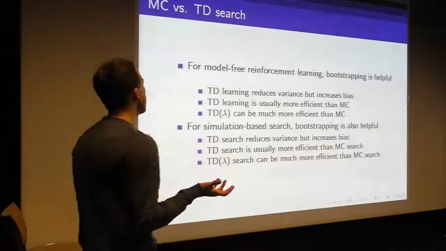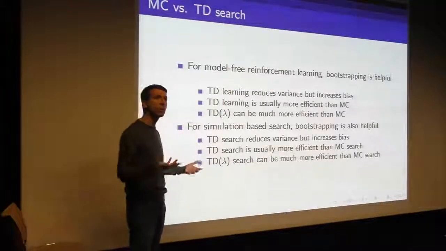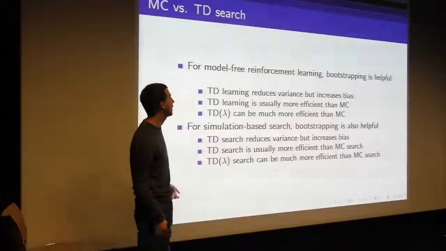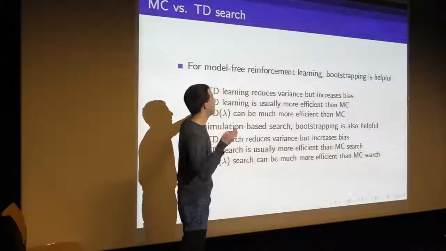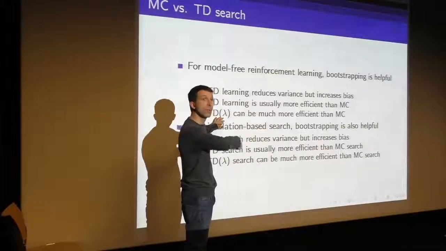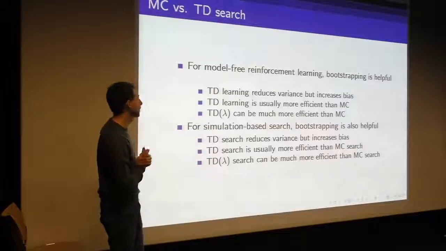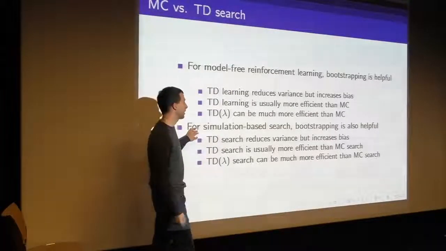And why should we do this? Well, because we've seen that bootstrapping is helpful. When we're doing model-free RL, when we're not planning, but in our usual setting of just reinforcement learning, we saw that TD learning reduced variance. It could be more efficient than Monte Carlo. And when we found this lambda parameter, we were often much more efficient by trading off between Monte Carlo and bootstrapping. And the same is true when we use these planning methods for simulation-based search.